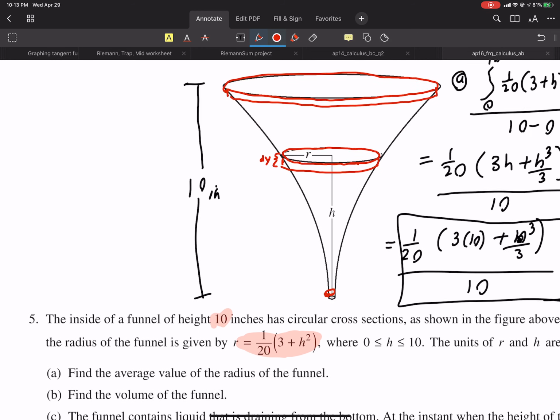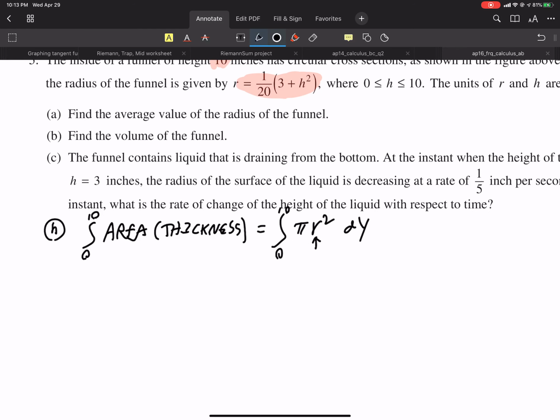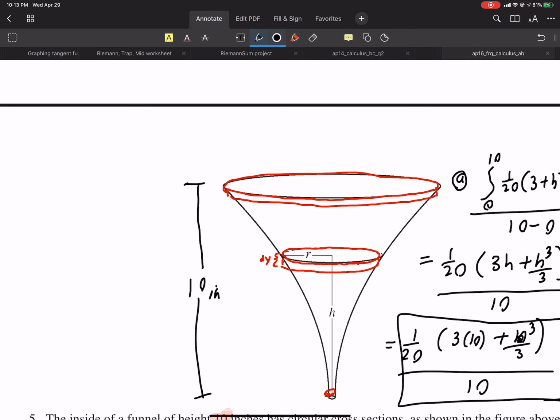Whoa, dy. Okay, we're good. Whew. I was freaking out. I'm like, whoa, that's not a y. But what is r? We know what r is. We got this. So I'm going to pull the pi out because it's a constant. r is 1/20th. 3 plus h squared, d... oh, whoa, whoa, whoa, dh. I'm a liar. My pants are on fire.